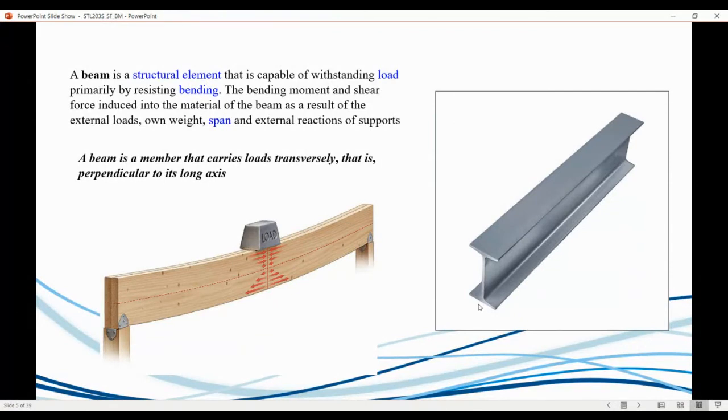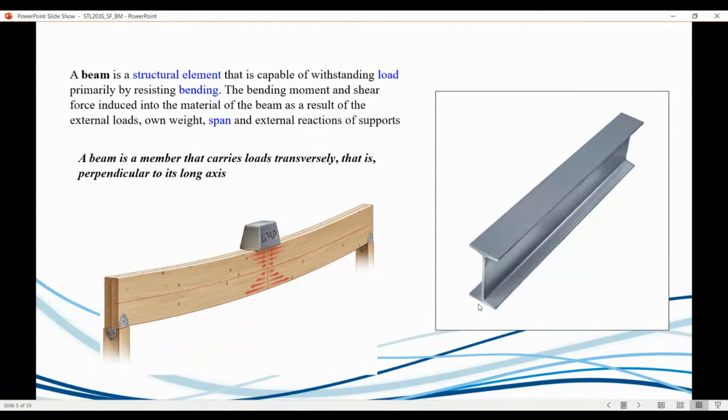What's important is that the bending moment and shear force are induced in the material of the beam as a result of external loads. We'll get to that. The idea is that you've got a beam structural element, you apply a load on the beam, and you're going to get these two things called shear force and a bending moment. What they essentially mean is, when you apply an external load on the beam, it's going to bend, and also it's going to want to shear.